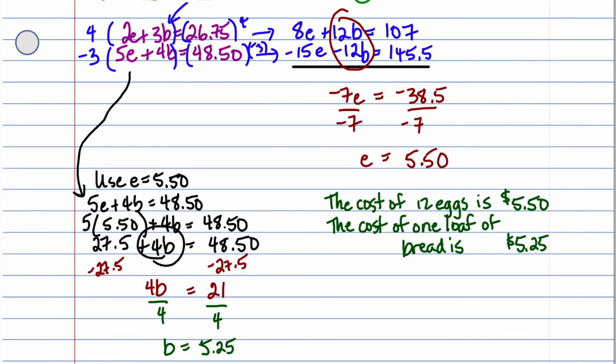B equals 5.25. So the cost of a dozen eggs is $5.50, and the cost of one loaf of bread is $5.25.